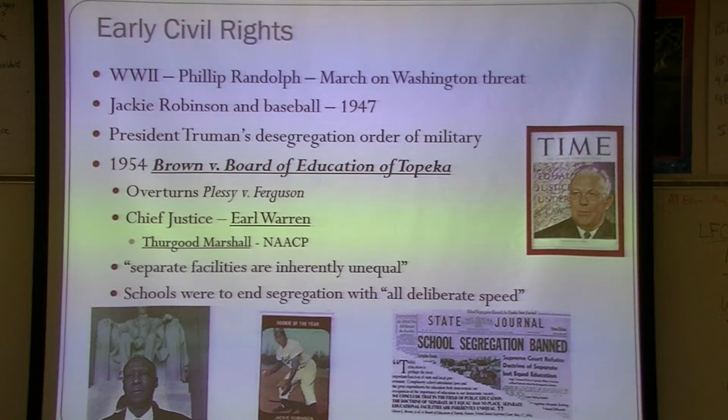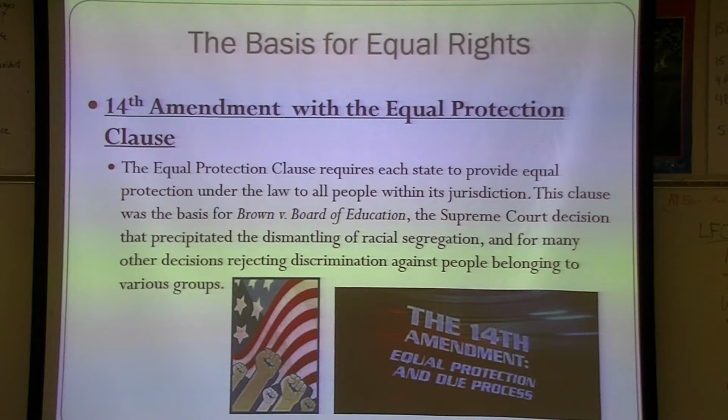The Chief Justice is Earl Warren, who you're going to see on multiple cases that we're going to see here. And Thurgood Marshall will be leading the NAACP in the arguments of this case. Later on, he'll be our first African American Supreme Court Justice. Now, one flaw to this was, it said that schools were to end segregation with all deliberate speed. So they did not give a timeline for it. So here in Citrus County, it was a decade and a half later before they started obeying what Brown versus Board of Education was.